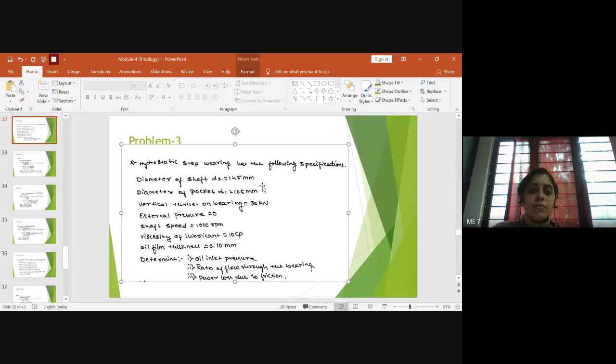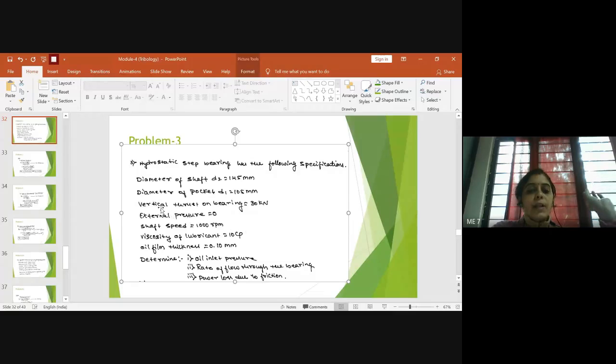Always the diameter of the shaft will be D2, and if they give you diameter of pocket or diameter of recess, it will be the same. So that value will be D1. So D1 here is given as 105 mm. Diameter of the shaft is given as 145 mm. Please read the entire value with the units. In a hurry, if you read half, then you will go wrong. Sometimes the viscosity value will be in centipoise and sometimes it will be in Pascal second.